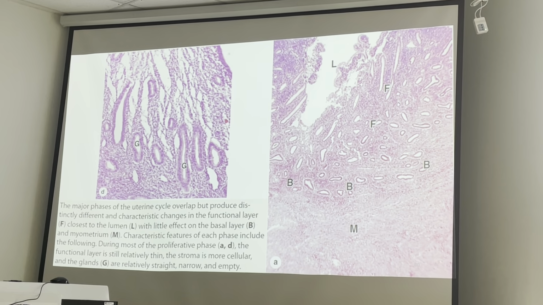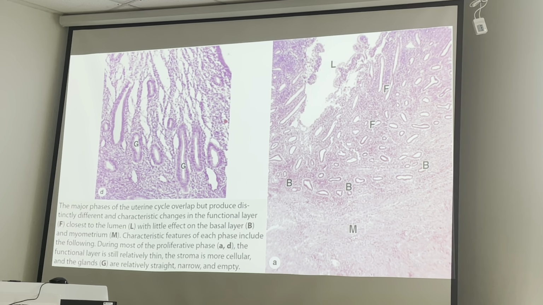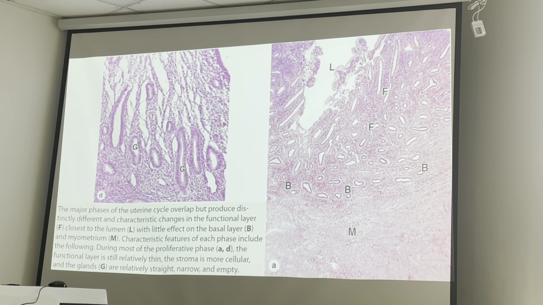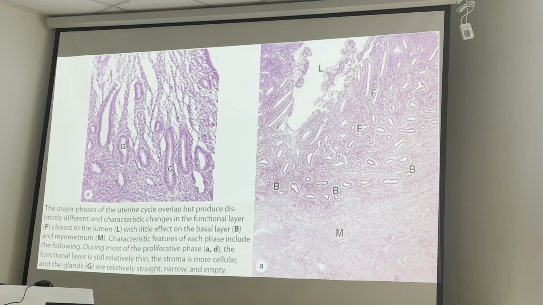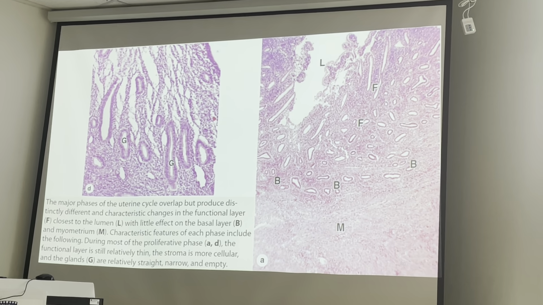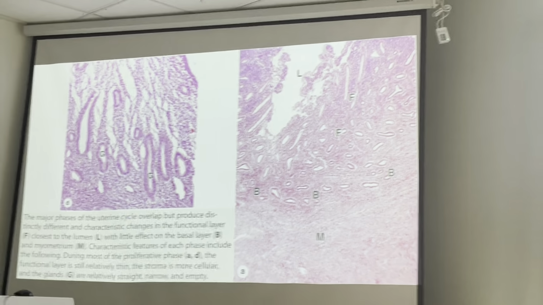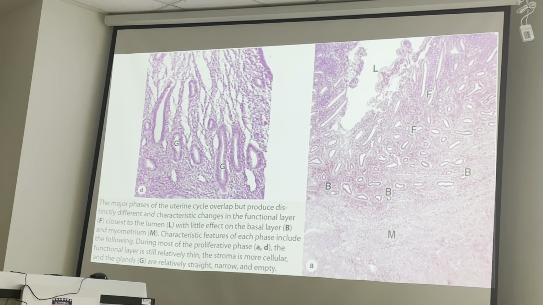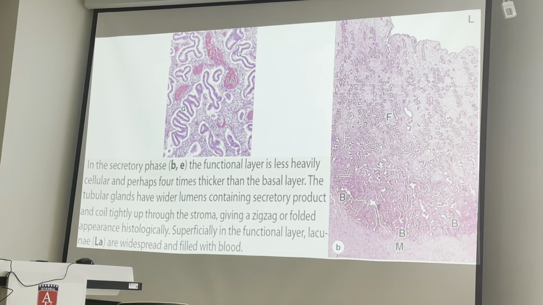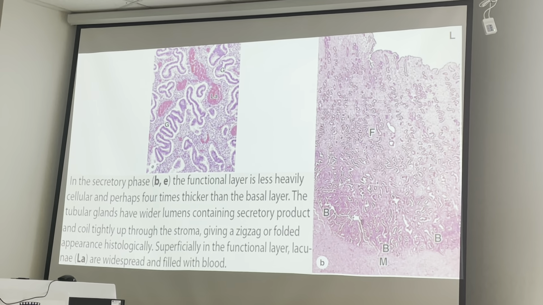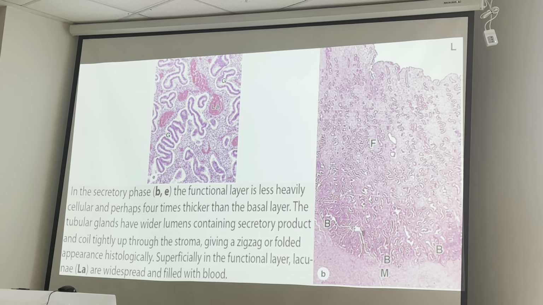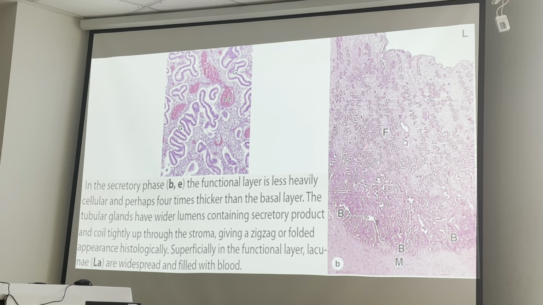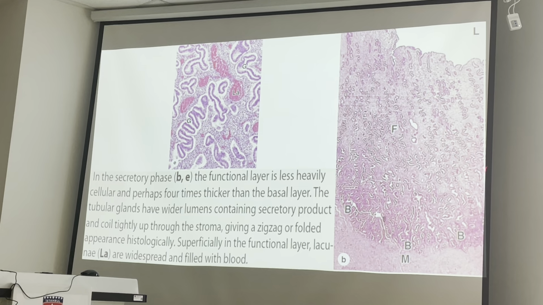This part is the proliferative phase, and you can see straight glands in proliferative phase. But in secretory phase, you can see the convoluted gland. Here you can see this convolution. This phase is related with the secretory phase.